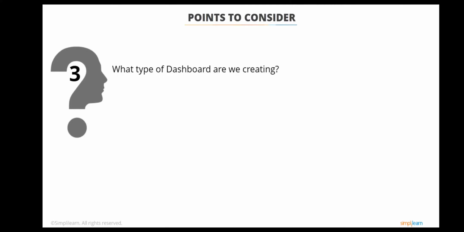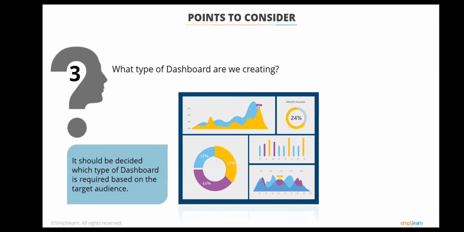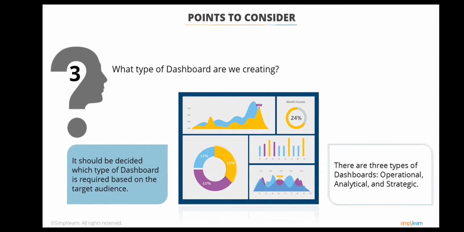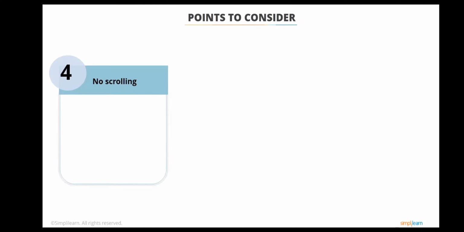3. What type of dashboard are we creating? As per our target audience, we can always decide first which type of dashboard we are planning to design. There are commonly 3 types of dashboards: operational, analytical, and strategical. Number 4, no scrolling. It is best if we are able to see everything at once. We should try to avoid fragmenting our data by having to scroll.